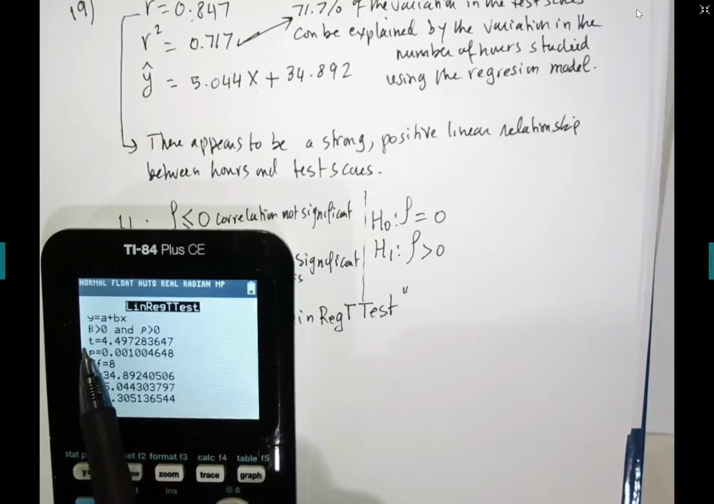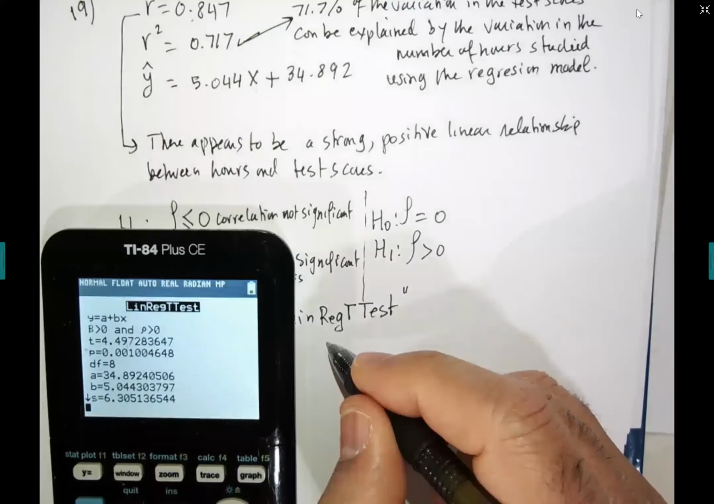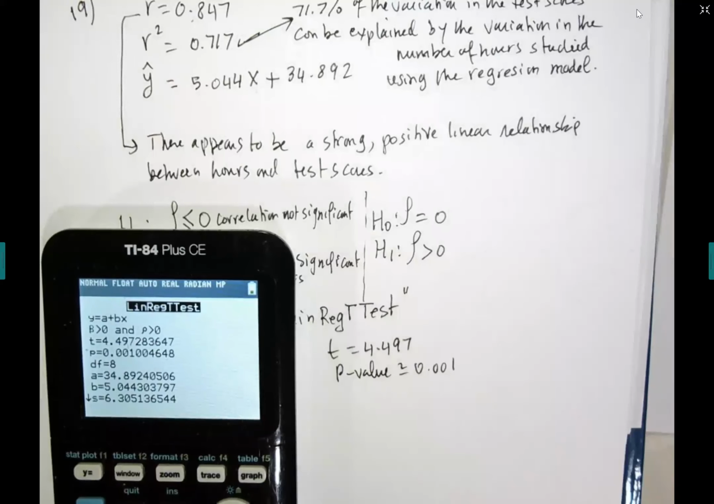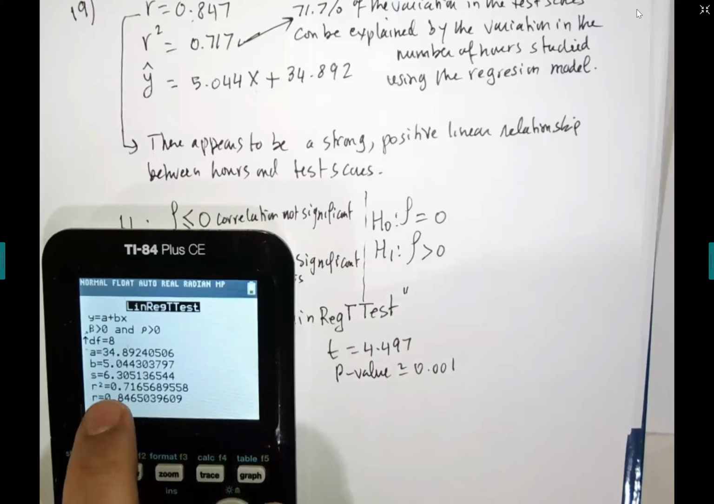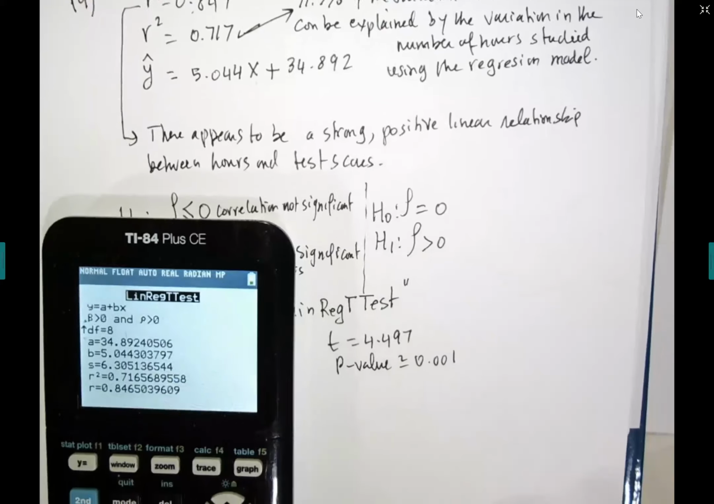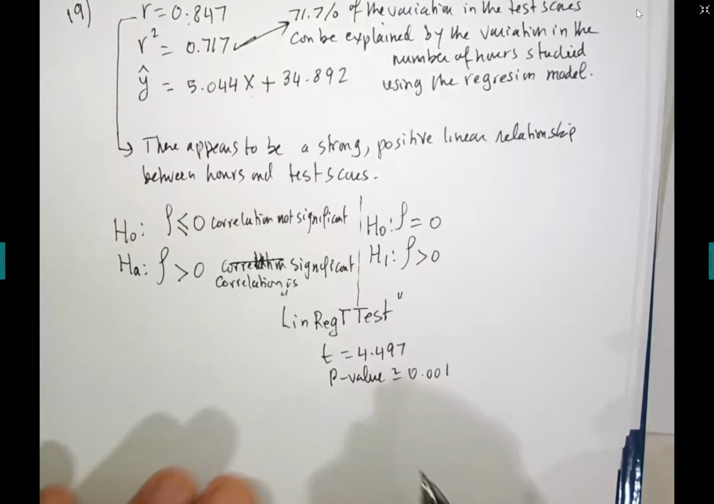You get T and you get the p-value. Let me write them down. P-value is 0.001. And look what else you get, guys. You get the equation, but written as a plus bx. You get a and b. You get what we call the standard error here, s, which is 6.3. And we get R squared and we get R. So everything is in there. You can use this linear regression t-test anytime. Okay, p-value is 0.001, guys.